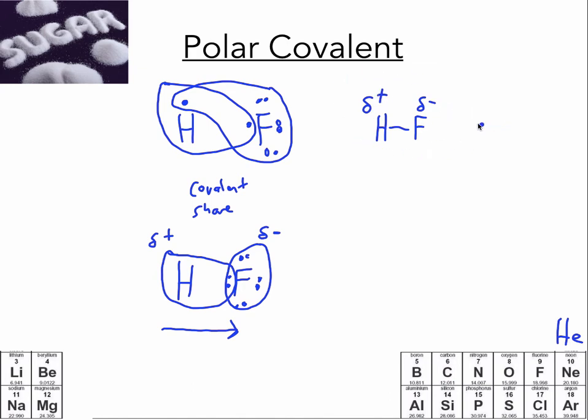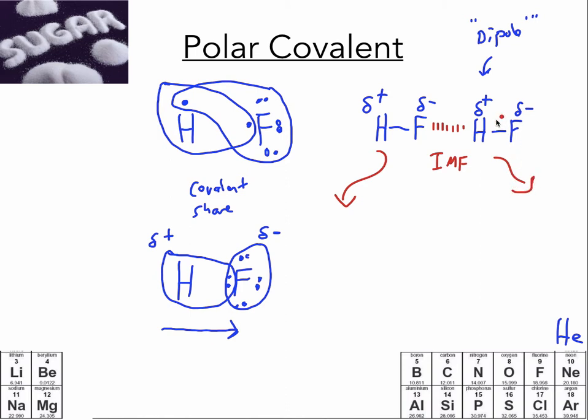Because of that, when we have another one, they line up so that these dipoles interact. And we get this region in between here, which we call an IMF, intermolecular force. Now, when this boils, remember this one and this one separate. We don't break that bond right there. So a polar covalent compound has dipoles, which means an unequal sharing of that electron, because the fluorine is simply pulling harder. Think about it as a game of tug of war, and fluorine won.